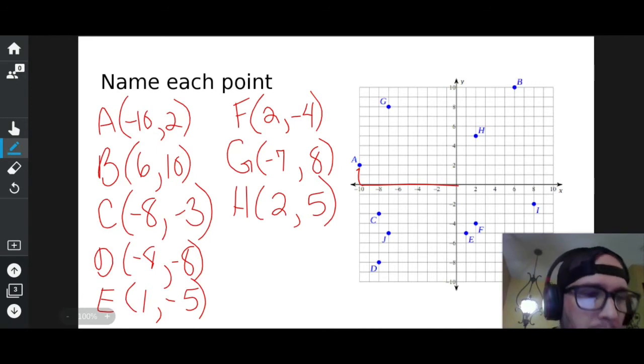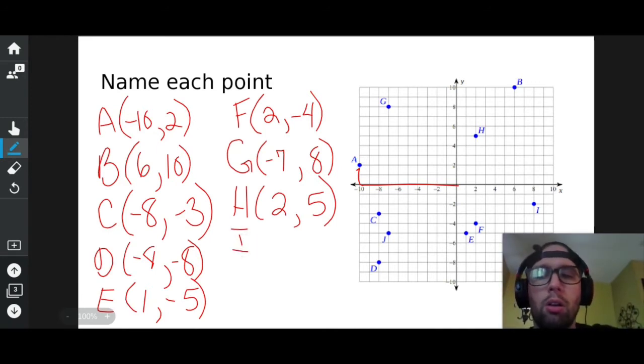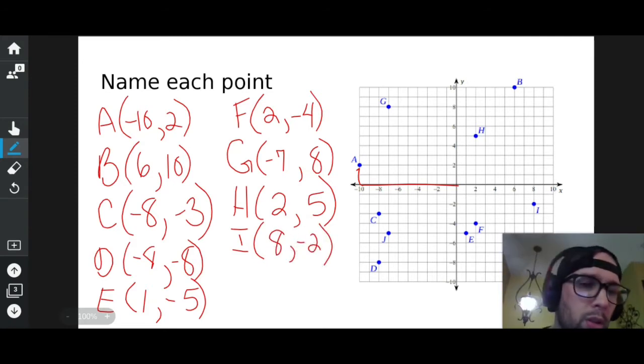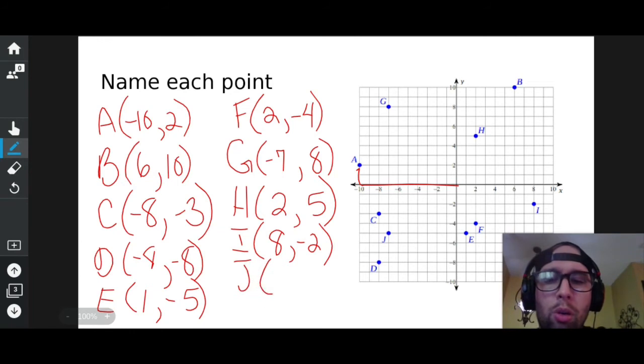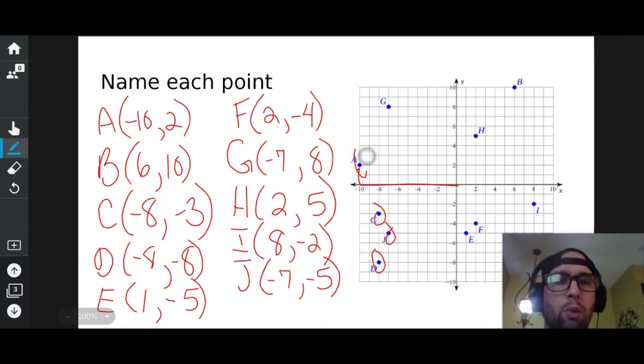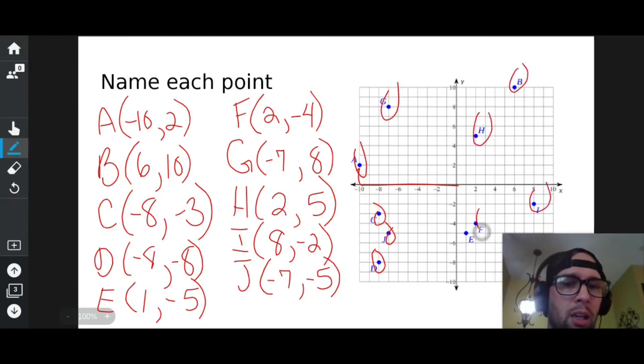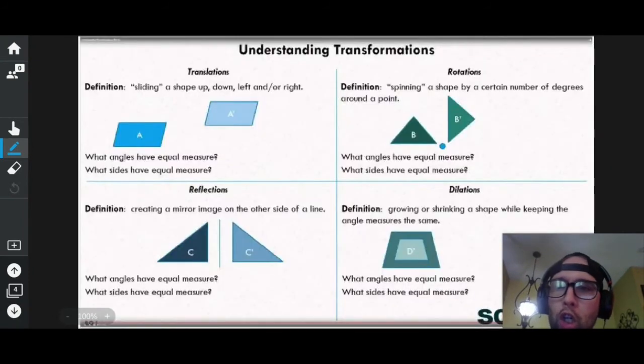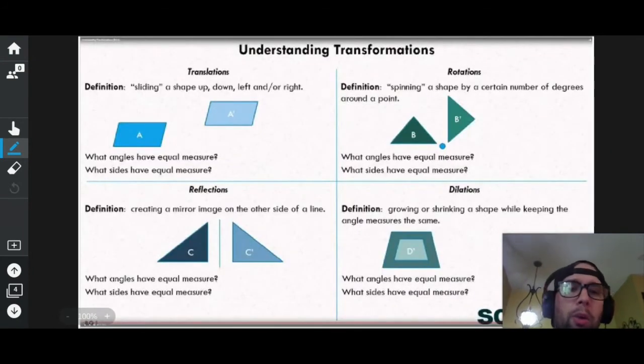I is right 8, down 2. So right 8 is positive 8, down 2 is negative 2. J is left 7, down 5. So left 7 is negative 7, down 5 is negative 5. And K, is that it? 1, 2, 3, 4, 5, 6, 7, 8, 9, 10. Yeah, I did 10 of them. Cool. Great. Let's talk about what we're going to be dealing with in chapter 2.